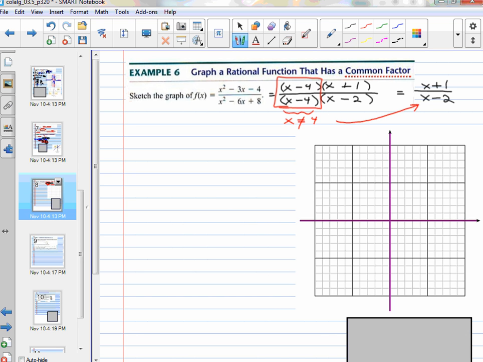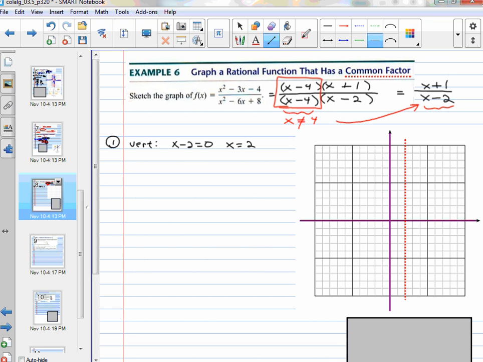And now I'm going to look at the new one over here and go through my procedure. I need to find my asymptotes. First I look for my vertical asymptote by what makes the denominator 0. X minus 2 equals 0, where x equals 2. X equals 2, there's a vertical asymptote. For my horizontal asymptote, I'm going to compare the degrees. They're both first degree.